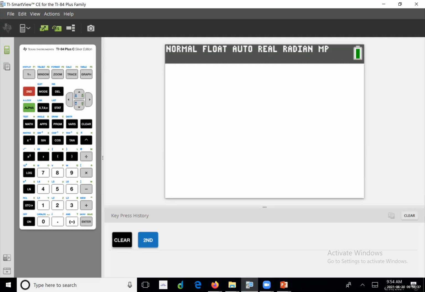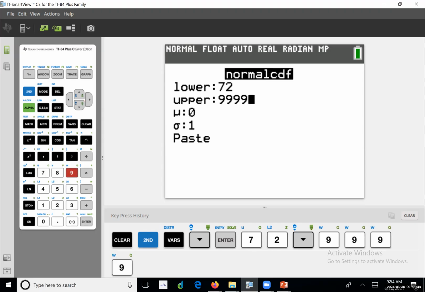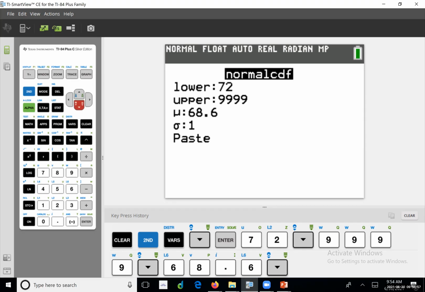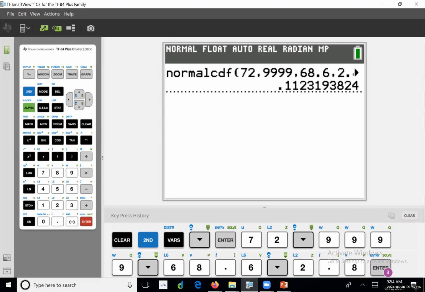So we go to normal CDF. Then you would have 72. Tell me if I'm typing wrong, I go off memory. 68.6. What was the standard deviation? 2.8. If your calculator doesn't have the layout, you would say 72, comma, 9999, comma, 68.6, comma, 2.8. And that's the percentage.